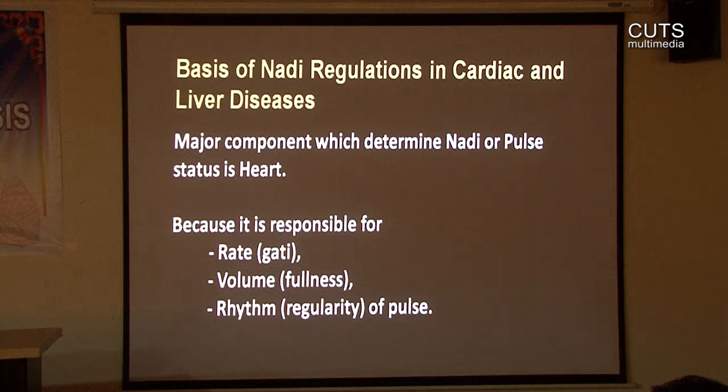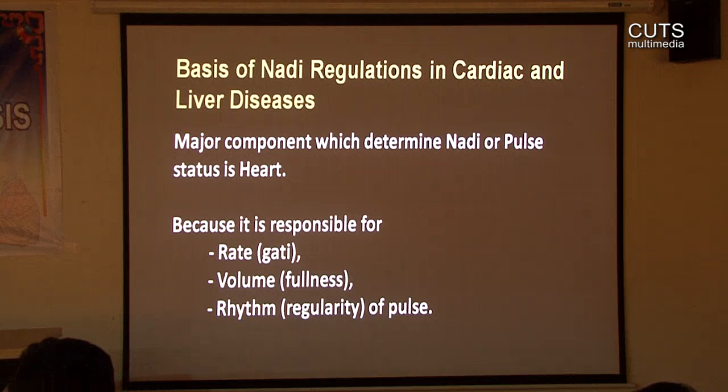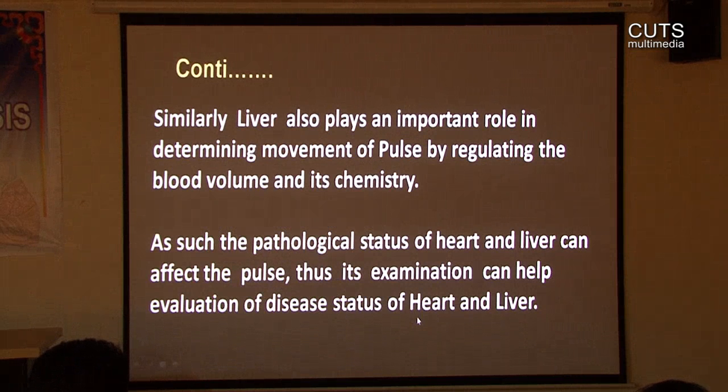Now I come to the liver. As I said, not only the heart, but any organ in the body, including the mind, body, and even your soul. If you are happy, your pulse is different. If you are sad, your pulse is different. And the component of sadness also defines a different pulse, and you can diagnose what has caused the sadness and what type of treatment, a counseling or a medicine, is required for the patient. So mostly the rate, volume, rhythm, all are affected by liver disorders also.